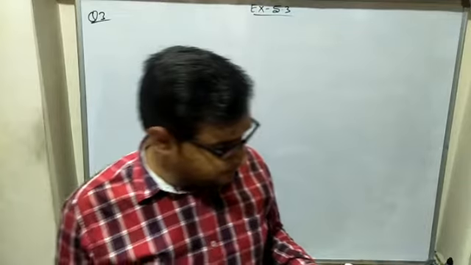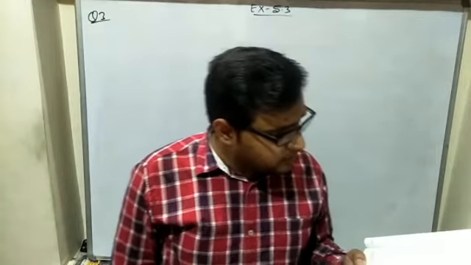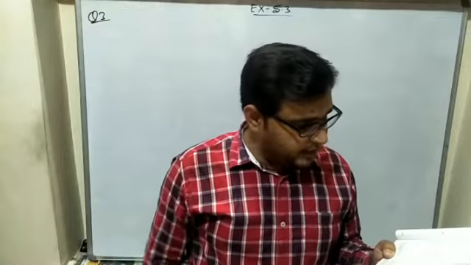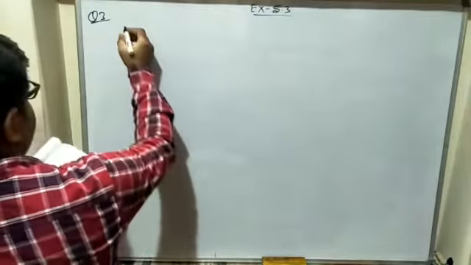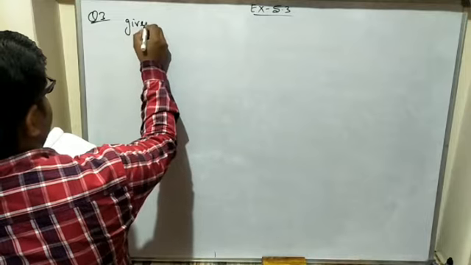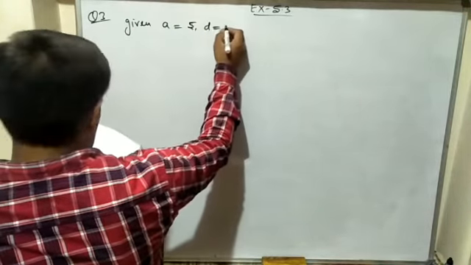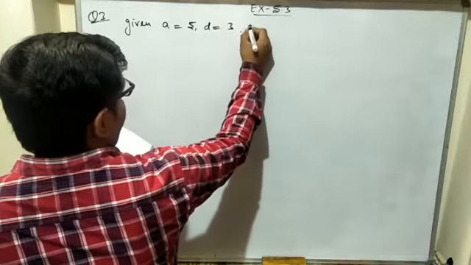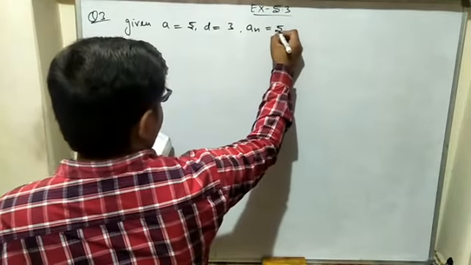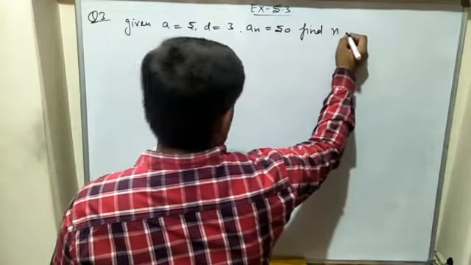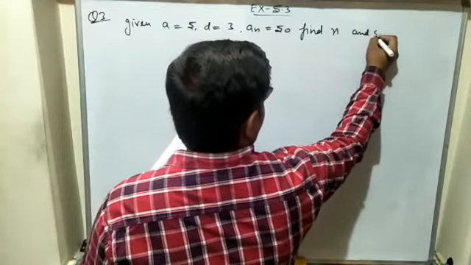Question number three. Important question. It is a 1 mark and 2 marks question, most of the time asked in examinations. So in an AP, whatever we have been given, write that down: given a equal to 5, d equal to 3, and an equal to 50, and we have to find the value of n and Sn.